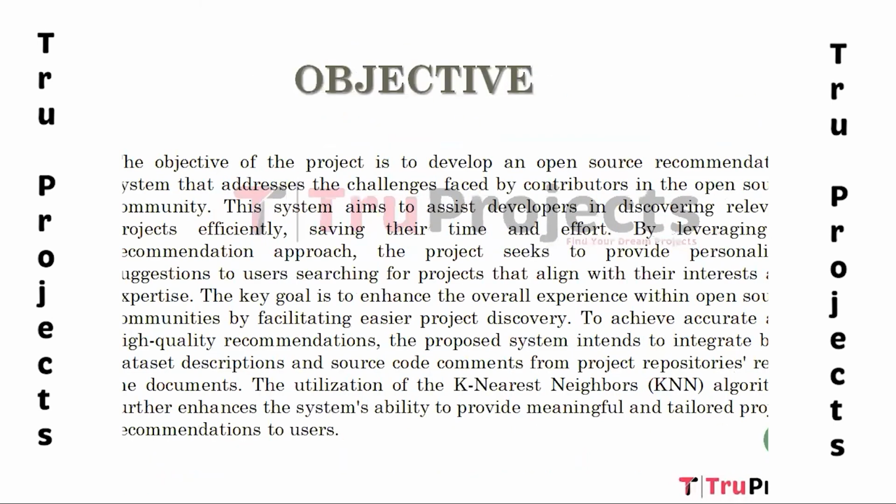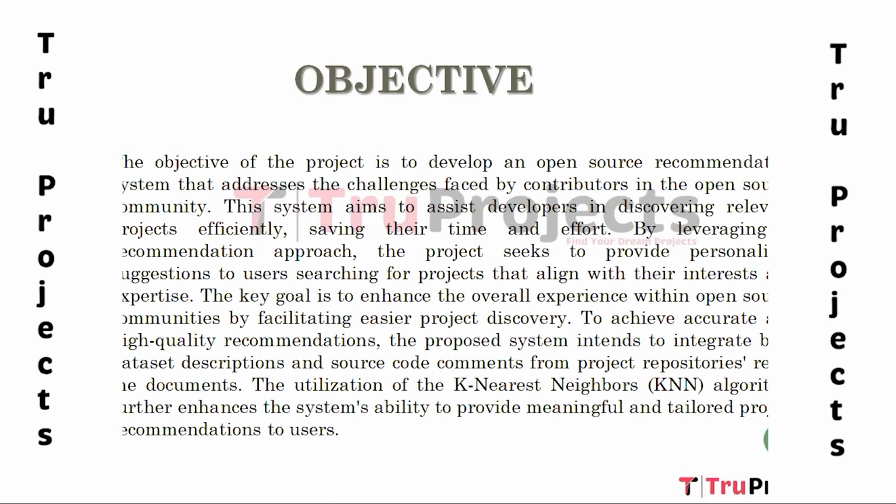Coming to objective, the project's aim is to create a recommendation system tailored to the needs of contributors in the open source community. This system addresses the challenges faced by helping developers efficiently discover pertinent projects, thus saving time and effort. By employing a recommendation-based approach, this project strives to offer personalized suggestions that match users' interests and expertise when searching for projects. The primary objective is to enhance an open source community experience by simplifying project discovery.